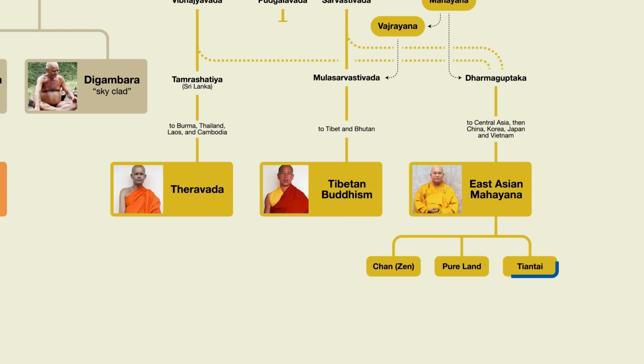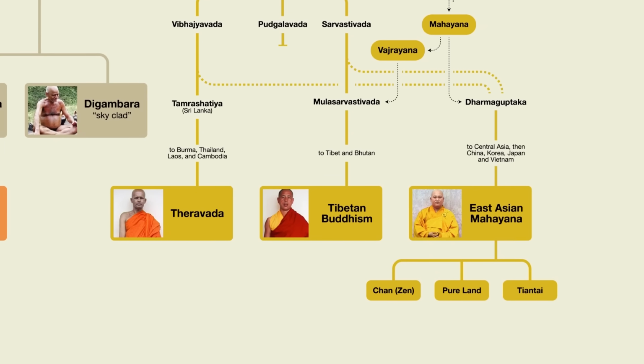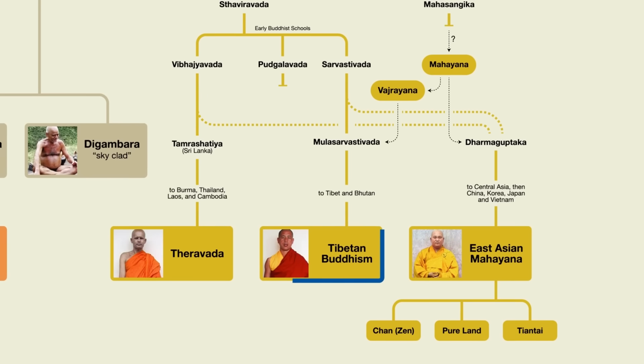Finally, there's Tiantai, known as Tendai in Japan, and Cheontae in Korea. It focuses on the Lotus Sutra that I mentioned earlier, which teaches that all paths eventually lead to the one Bodhisattva path. Okay, I now want to turn our attention to Tibetan Buddhism.